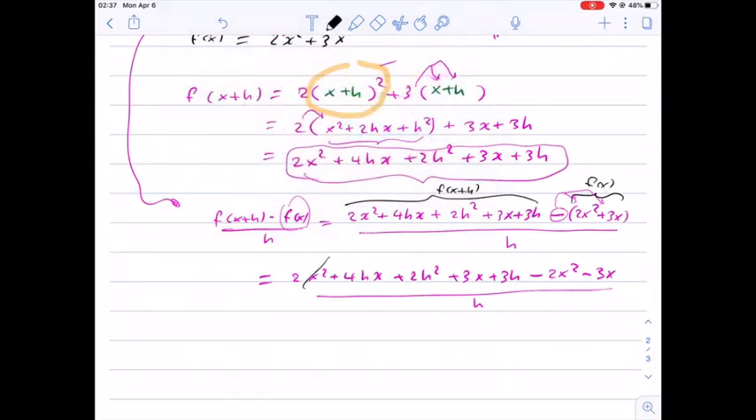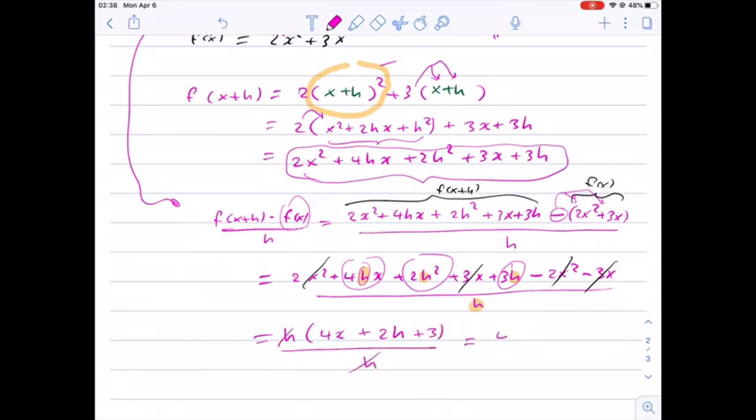Let's see if we can simplify more. We have 2x squared and negative 2x squared. We have 3x and negative 3x, so we can cancel them. And we can take h as a common factor. We have h here, and h here, and in the denominator we have h, so we can take h as a common factor. From this expression we are left with 4x. From this we are left with 2h. From this we are left with 3 all over h, so we cancel h. We get 4x plus 2h plus 3.